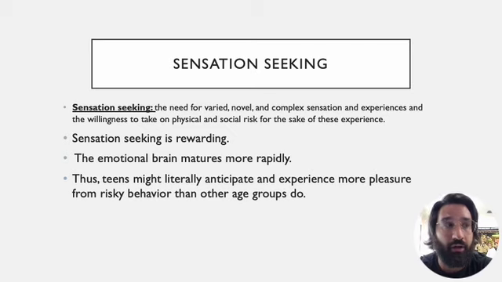So teens might literally anticipate and experience more pleasure from risky behavior than other age groups do, which makes sense. If you're older, in your late 20s or 30s, or 40s even, or older, you might understand this a little bit better, right? These new, complex, novel sensations aren't always as rewarding as they were when you were 15, 16, 17, 18. And so older people don't derive the same level of pleasure and excitement from this really risky behavior, which isn't to say that older people are just boring and dull and stop having fun and exciting experiences. It's just that they're not as sensitive to the rewards of these experiences as adolescents are.